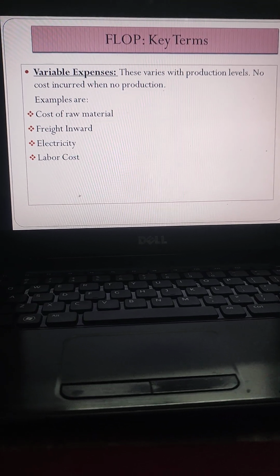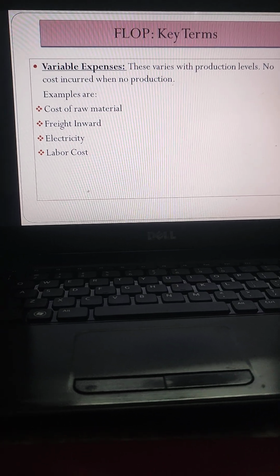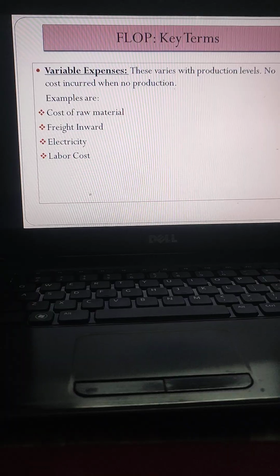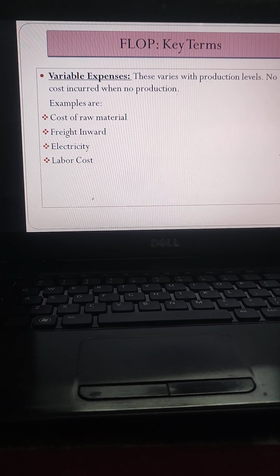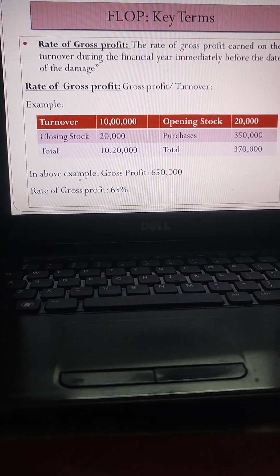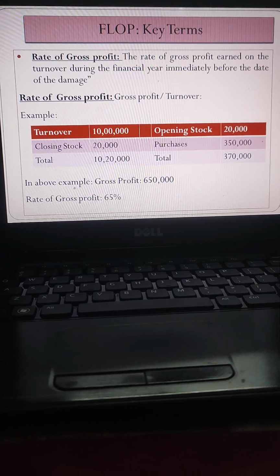On the contrary, there are variable expenses. These vary with the production levels. No cost is incurred when there is no production. Examples are cost of raw material, freight inward, electricity, labor cost, etc. So the rate of gross profit can be worked out.